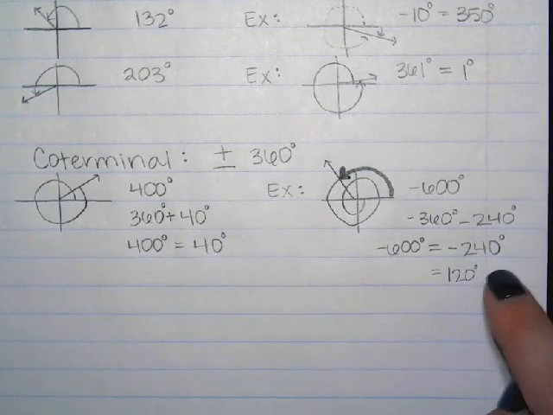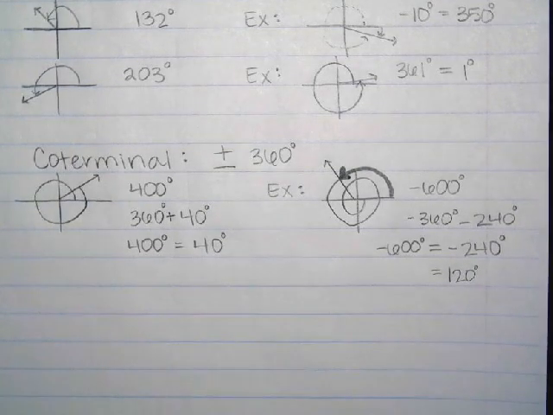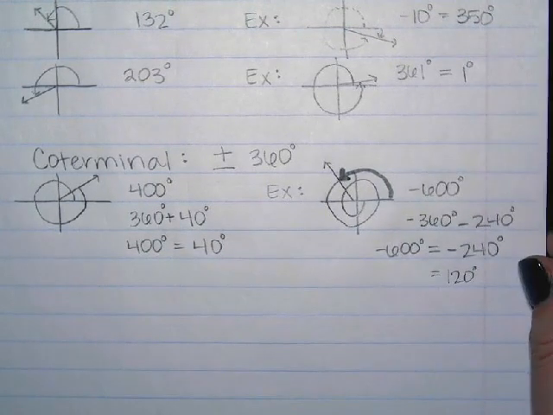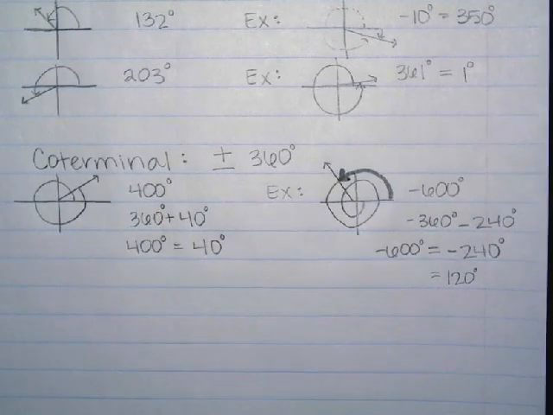Yes. So negative 240 is not the same as a regular 240? Nope. Because a regular 240 would go up and over, and we went backwards. So a negative 240 is the same thing as a positive 120. The spot is the same. The terminal side is the same. The angle is technically measured differently.